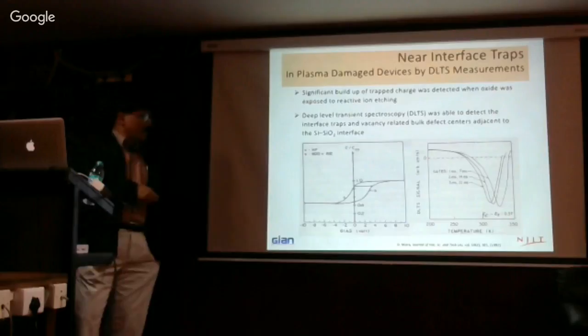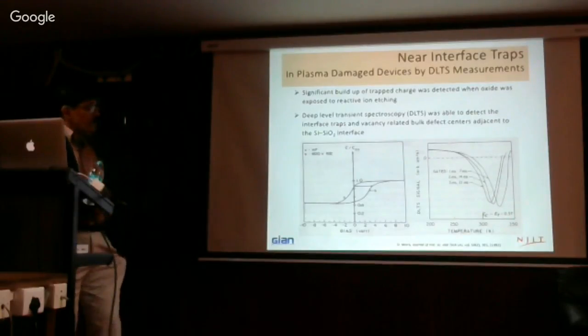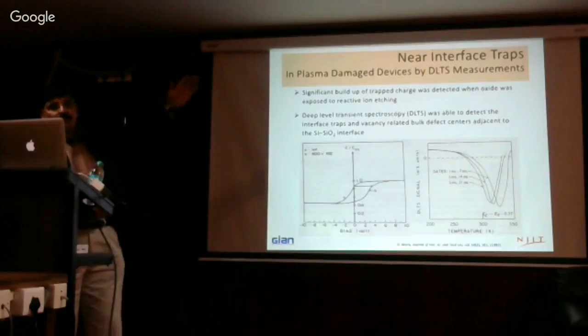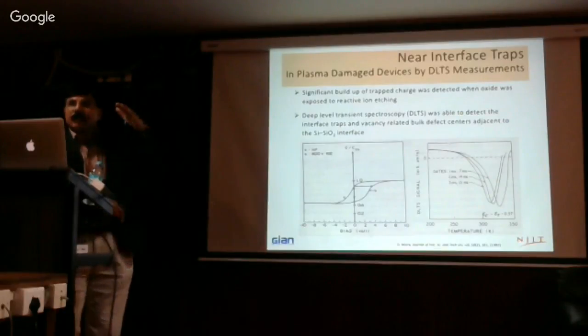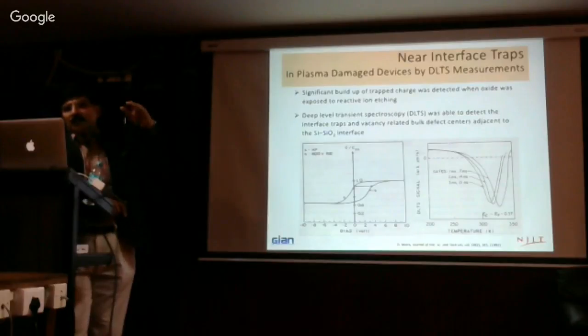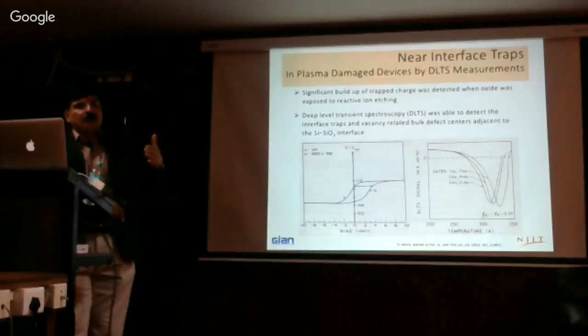In this particular case, the trap is 0.57 electron volts from the conduction band. This is in the silicon, and from the conduction band below, it is exactly 0.57 electron volts. So that is in the deep level. There are two different levels: one is the shallow level, one is the deep level. Shallow level is less than 0.1. Anything less than 0.1 is shallow level. But once you go to 0.3 or 0.4 or 0.2, they are sort of deep level.